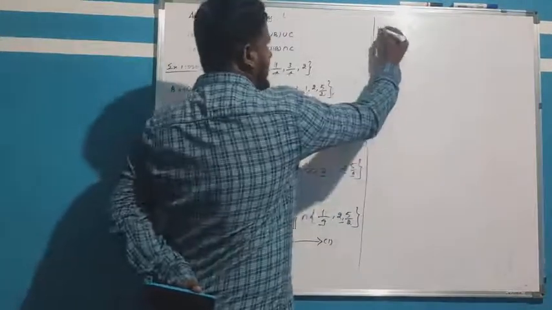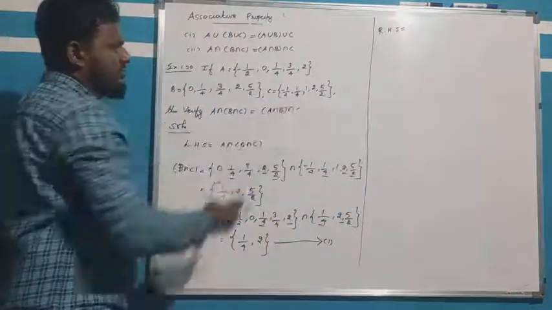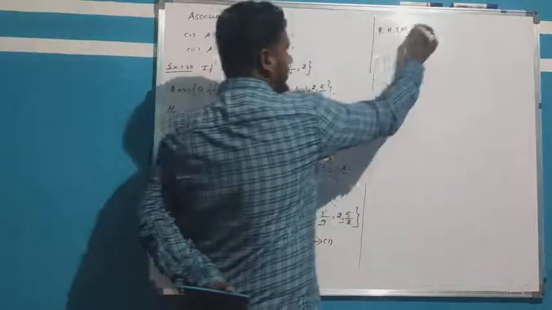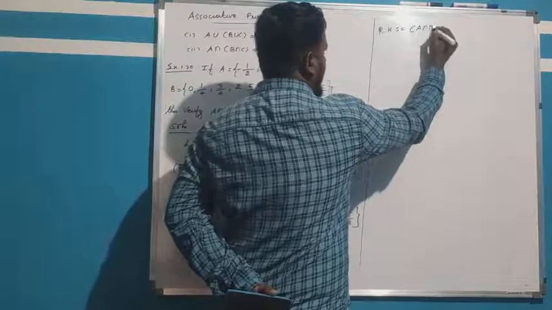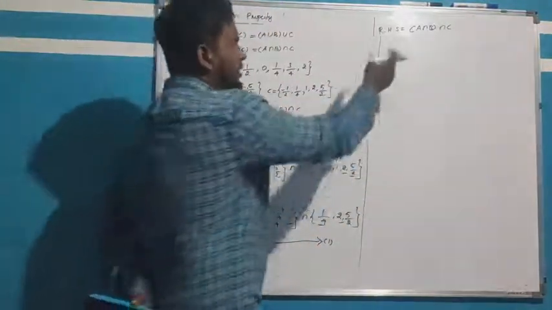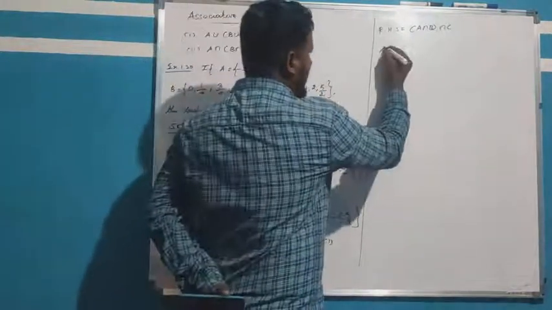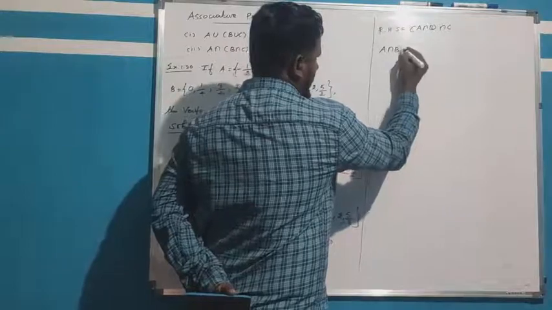Then take the RHS. What is the RHS? (A intersection B) intersection C. First you have to find inside the bracket, A intersection B. So what is A intersection B?